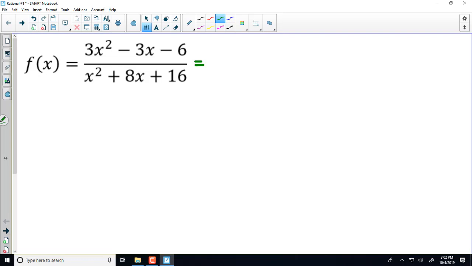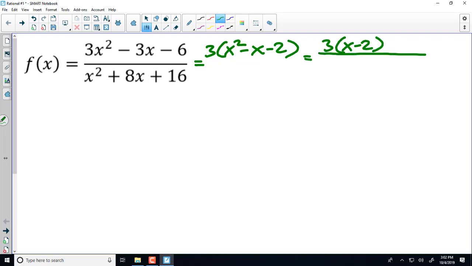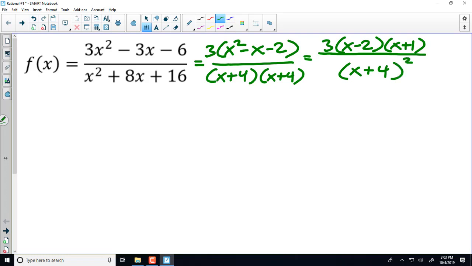the domain. So if I factor the numerator, the first thing I do is pull out a 3, greatest common factor, and then the rest of it factors as x minus 2, x plus 1. The denominator is actually a perfect square trinomial, so it factors as x plus 4, or x plus 4 quantity squared. Either way is correct, however you want to write the bottom.